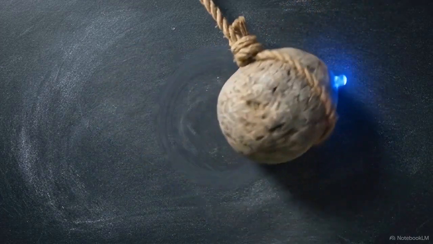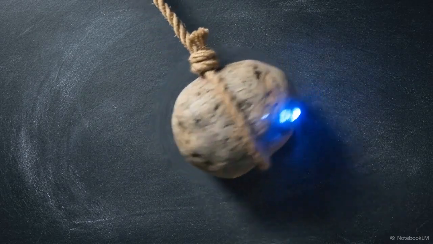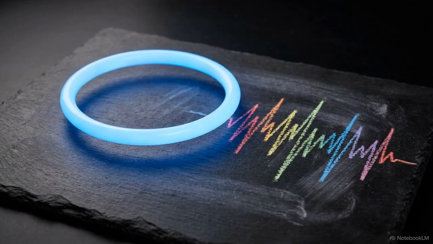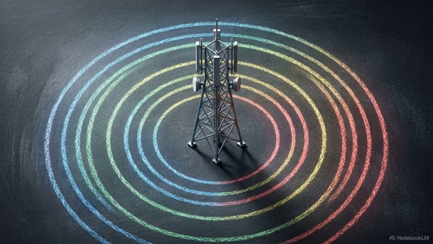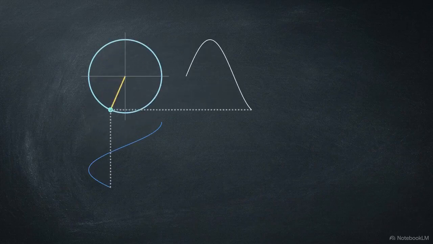Imagine tying a stone to a string and swinging it in a continuous circle around your head. If we attach a tiny light, it traces a perfect and continuous repeating path. This repeating circular motion is the mechanical foundation for signals that power digital audio, for wireless telecommunications, and medical imaging. It generates sine and cosine waves.